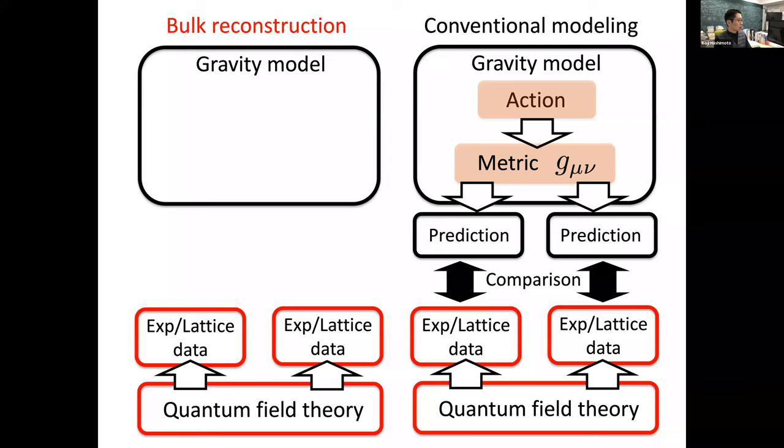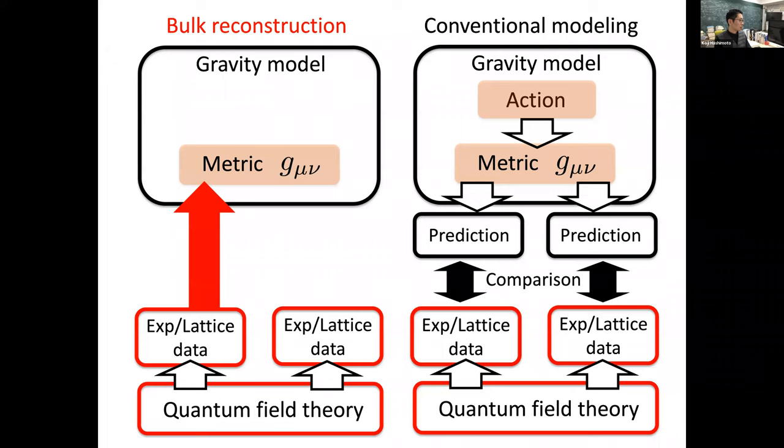Then we suppose the existence of a gravity model, but we don't actually assume any action here. First, what you need to do is reconstruction of the bulk geometry from this data. Then you get some metric, okay? So here, of course, we need to assume the dictionary of AdS/CFT. But in this dictionary, usually the gravity metric is given and then you compute things. But if we can do it backwards, then this lattice or experimental data actually can fix the metric itself.